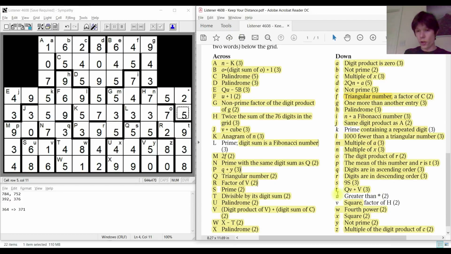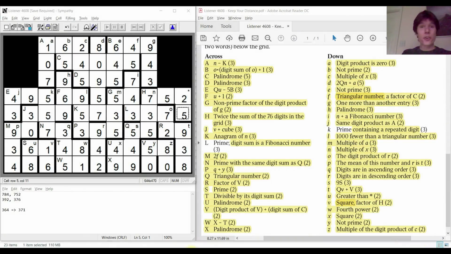We can cross off the clue for little u now, which we know is greater than 25, which is the answer at star. And we can also cross off little v, which is a factor of H, which is 16 into 752. So that's the grid filled.